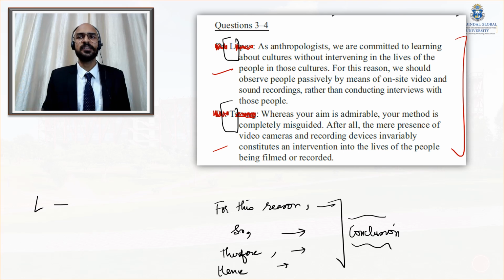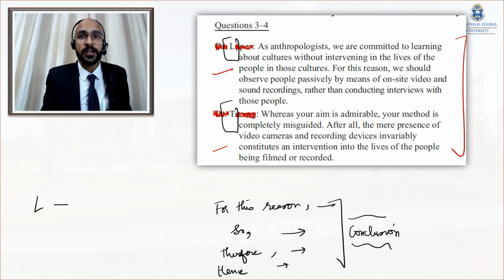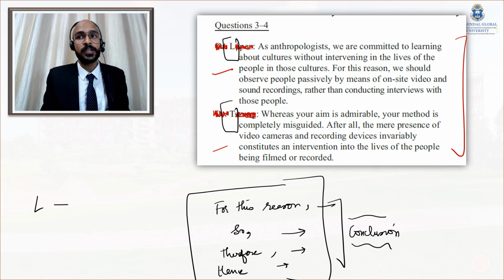So for example, if I say that I am hungry, so I ate the chapati. I was hungry, for this reason, I ate 2 chapatis. I am hungry. Hence, I ate the entire loaf of bread. What you understand is that you can recognize the conclusion by looking at some words.